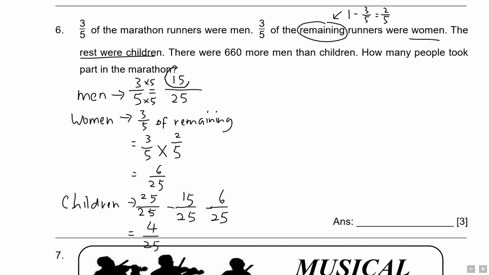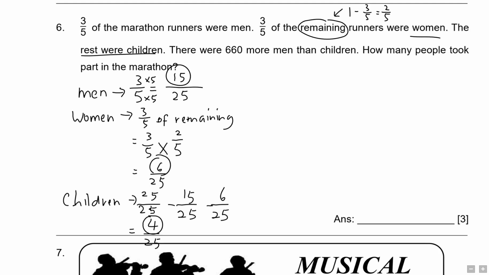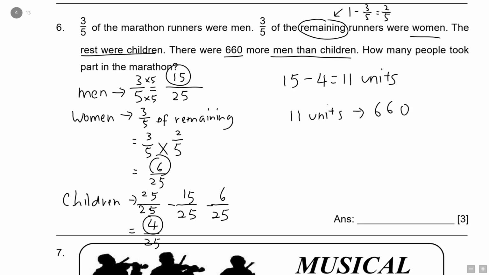Okay, so you have 15 units for men. I circle again, so it helps you in the exam. Do that with highlighter if you want. I have 6 units for women, and I have 4 units for children. And they say that there are 660 more men than children. If men has 15, children has 4. So let's find the difference in the number of units. It will be 11 units. Okay, and so this 11 units, according to the questions, they say that it is 660 people.